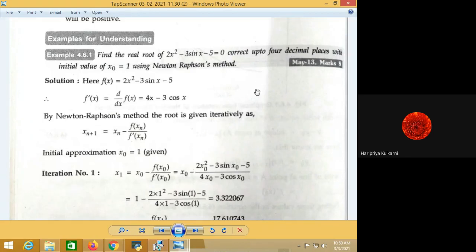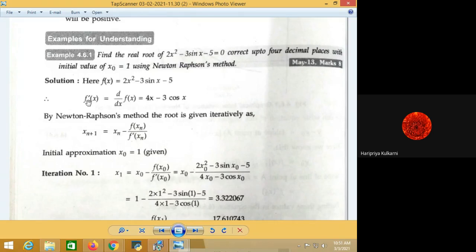The number of iterations will depend upon the repetition of the 4 decimal places. The initial approximation is given to us as x0 equal to 1. As studied in the last session, we have to take f of x. So, this is your f of x.